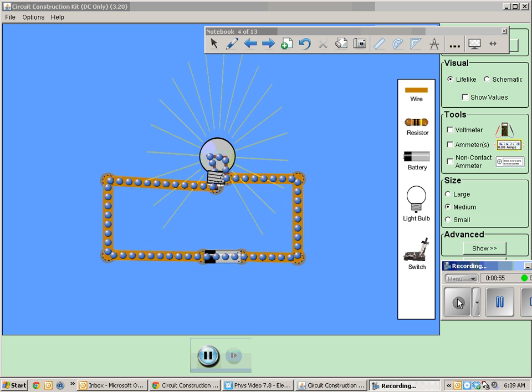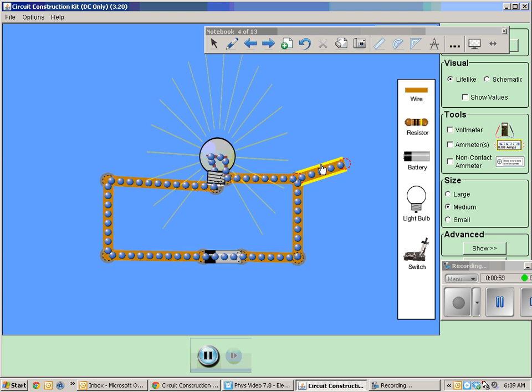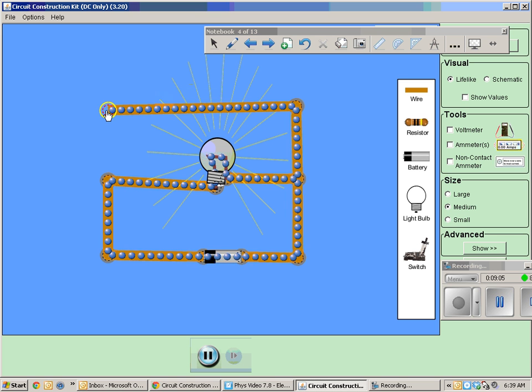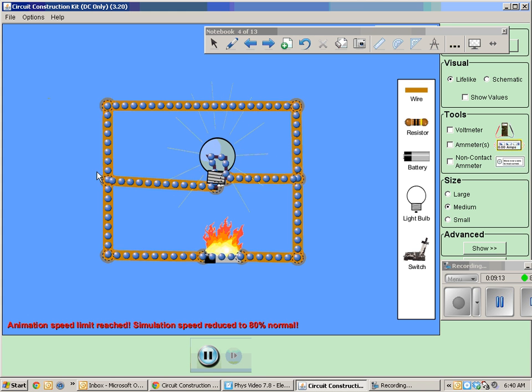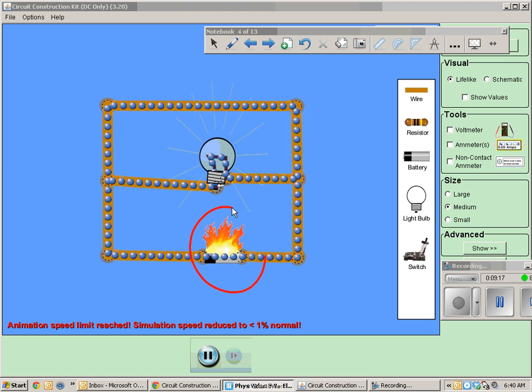So right now, our battery is working just fine, or our light bulb is working just fine, but let's put in a short. So what we're going to do is we're going to put in another path with no resistance, and watch what happens.